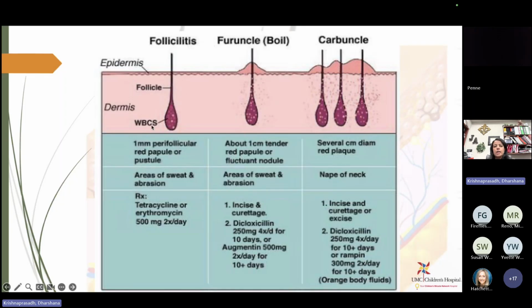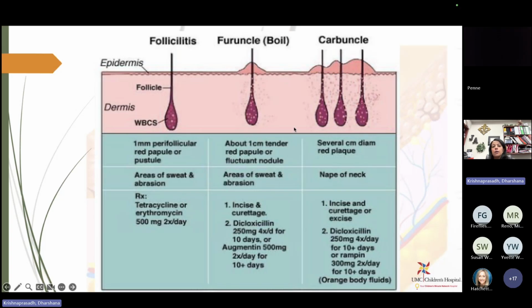Folliculitis is usually a tiny, 1 millimeter perifollicular pustule or papule. They do occur in areas of sweat and abrasion. Like I mentioned, the antibiotic choices for folliculitis can be erythromycin or tetracycline. When you are thinking more of a furuncle, it is a little larger than what a folliculitis looks like. Depending on the size, you may need to do an I&D. Doxycycline is usually a choice, or Augmentin is a good choice of antibiotic for these lesions.